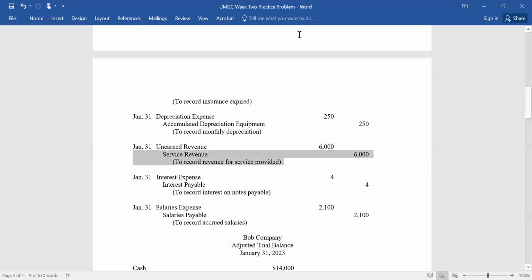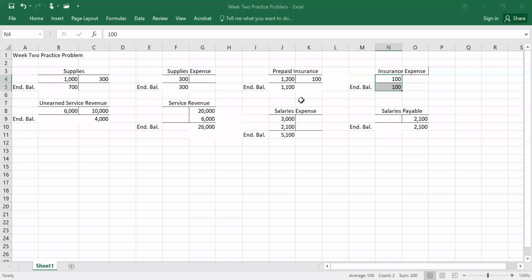If I look at the T account again, I just think sometimes it's easier to keep track with a T account. Here was my unearned service revenue. Initially it's 10,000, debited it for 6,000. You have an ending balance of 4,000. My service revenue is 20,000. I'm adding 6,000 to that for an ending balance of 26,000. Okay, let me go back to the problem.